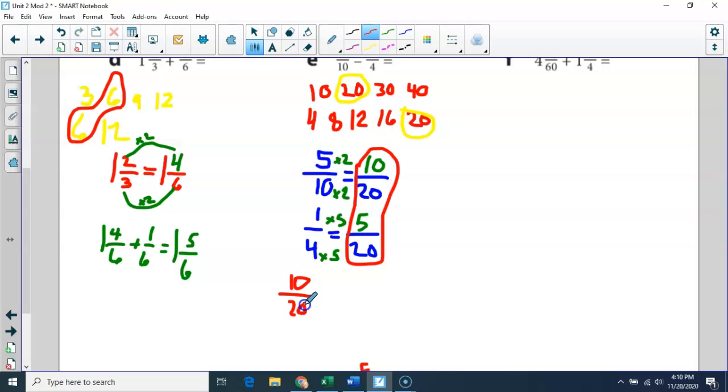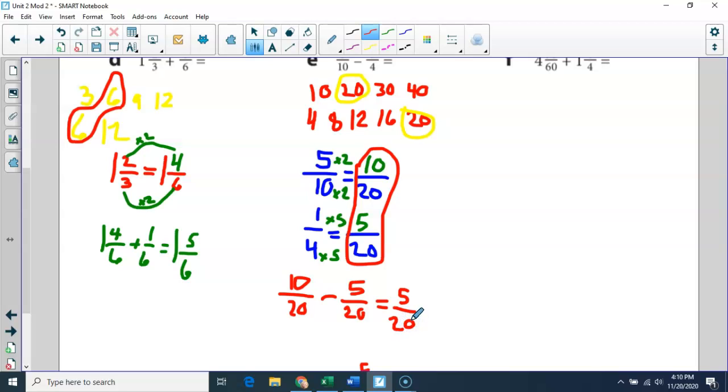and I am subtracting. I think some of you may have added on this one. So if you did all this work right and you accidentally added at the end, consider that a victory, okay? But we were supposed to subtract. So 10 minus 5 is 5, and then I put my denominator of 20, okay?